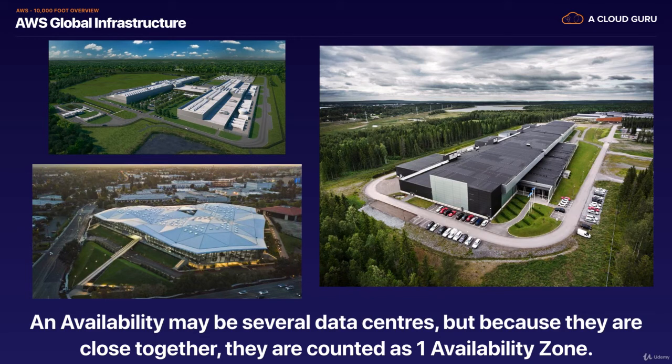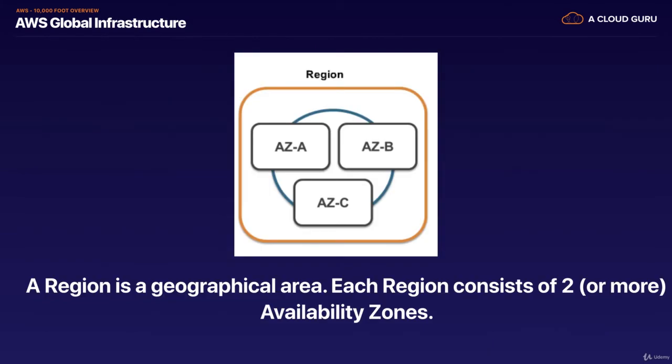Now, an availability zone actually may be several data centers, but if they're really close together, they're going to be counted as one availability zone. So one availability zone could be 2 or 3 data centers that are all within, say, a couple of miles of each other. That way, if there is a flood, it might take out all 3 facilities, so it might take out that availability zone. But then you'll have another availability zone that will be 100 miles away, and if it floods in one area, it's not going to affect the other area. So you're going to have different availability zones in different regions.